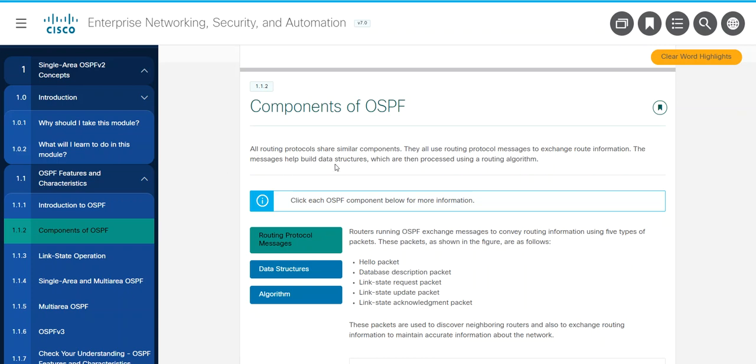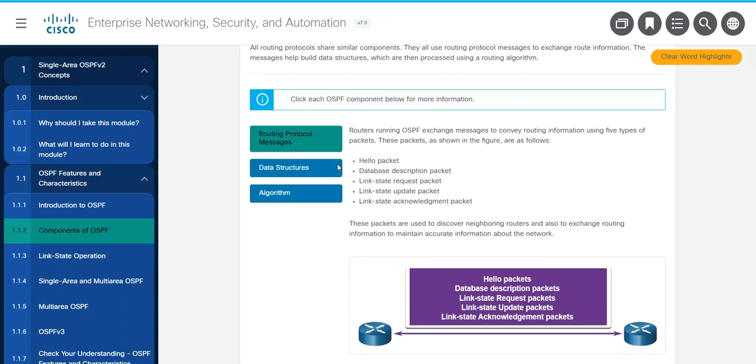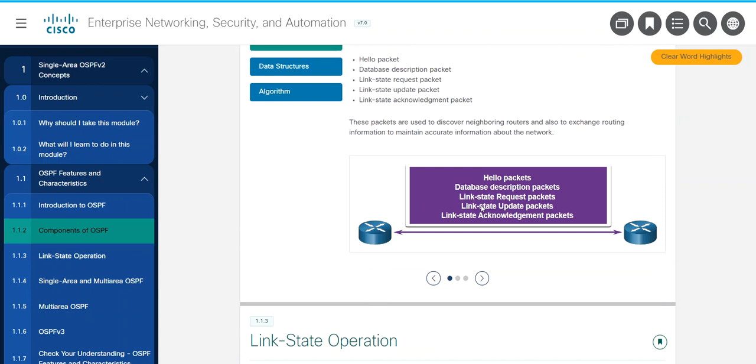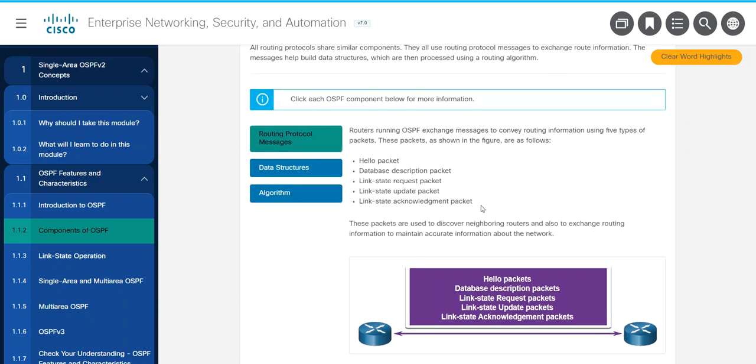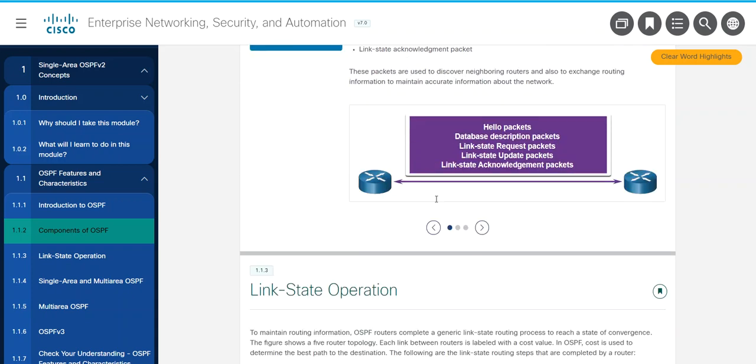Looking at the different components of OSPF, you see that they send several different types of packets. It's important to know your different types of packets. We will look at these. They exchange messages. You see hello packets, database description, link state requests, link state update, and link state acknowledgement packets. So we'll look at these in detail.